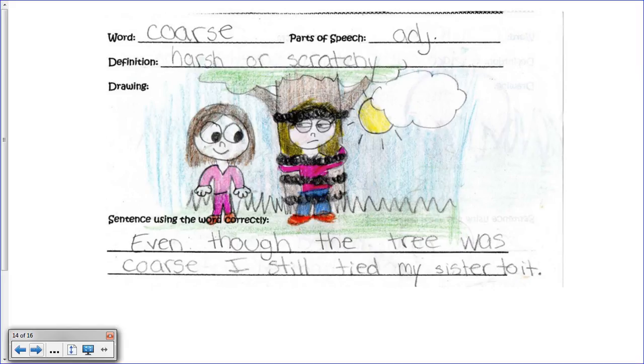I think this is my last set of homophones. Coarse. C-O-A-R-S-E. It's an adjective, and the definition is harsh or scratchy. And then the sentence below that goes with the picture. Even though the tree was coarse, I still tied my sister to it. And I really, really like the stink eye that the sister's giving to the person that tied her up. Pretty funny.